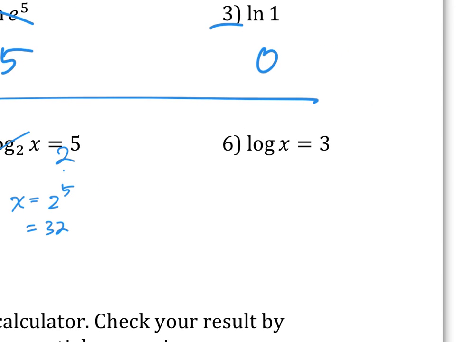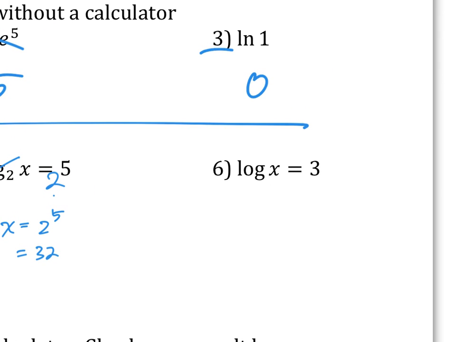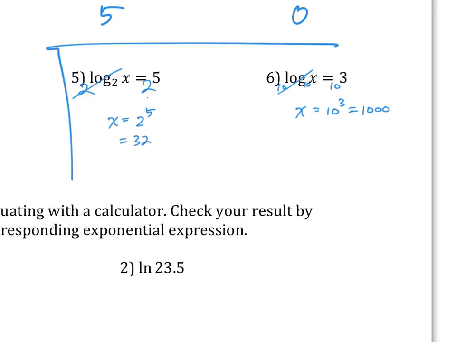All right, number 6 is the same. This one has no base, so that means it's a base 10. So to get rid of the base 10, I have to raise both sides by 10. That cancels. x is equal to 10 to the third. 10 to the third is just 1,000. Again, we're going to spend some time memorizing these numbers.